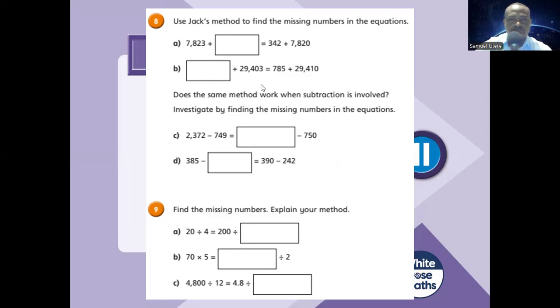And it's the same for B. So you can see this one is 29410. Let's do some writing. This is 29410. This is 29403. So this is 7 less than this. If this is 7 less compared to that, then you need to compensate for the 7 here. So you need to have 7 more of this. So check the answer, you'll see here.